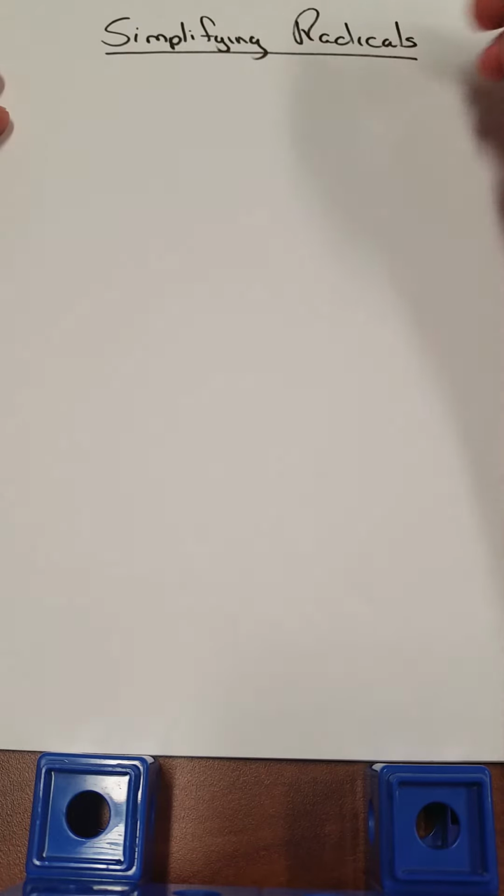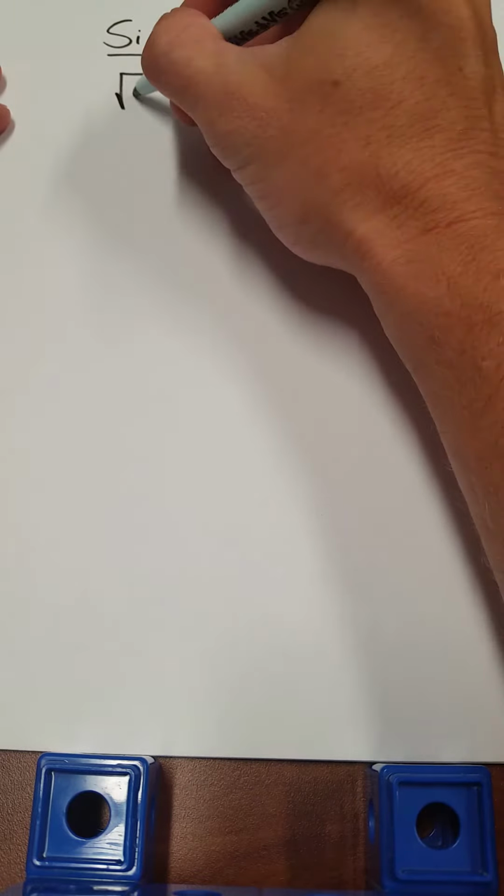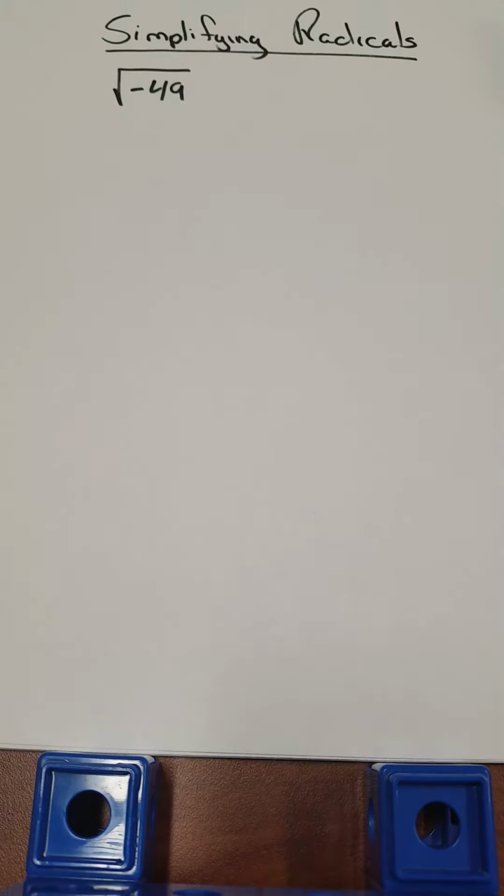All right, in the past you've looked at simplifying radicals. Now we're going to look at simplifying radicals with a negative underneath. So if we look at something like the square root of negative 49, you've seen problems like this before. However, every time you see a negative underneath, you've been able to say, hey, it doesn't exist. Well, that's not necessarily the case.